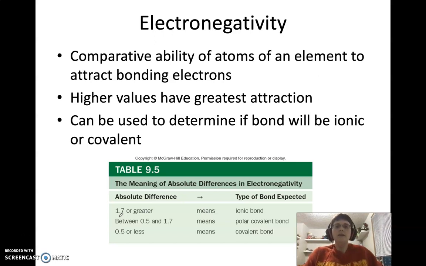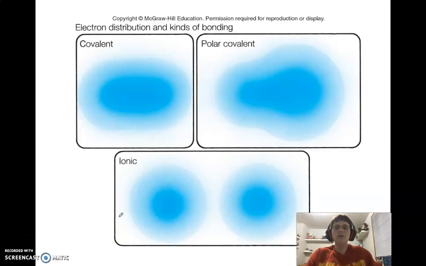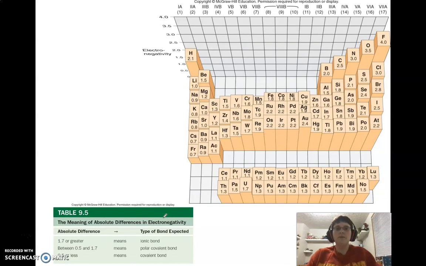So let's take a look at this, which is just showing you what this looks like as far as electron distribution. So this is a regular covalent, a nonpolar bond, so the electrons are distributed equally. A polar covalent bond is where you've got more electrons on one side than the other. And then an ionic bond is where they're actually separated. You've got a positive and a negative, but the two atoms are actually separated from each other. They're just drawn together because of that difference in their charge.